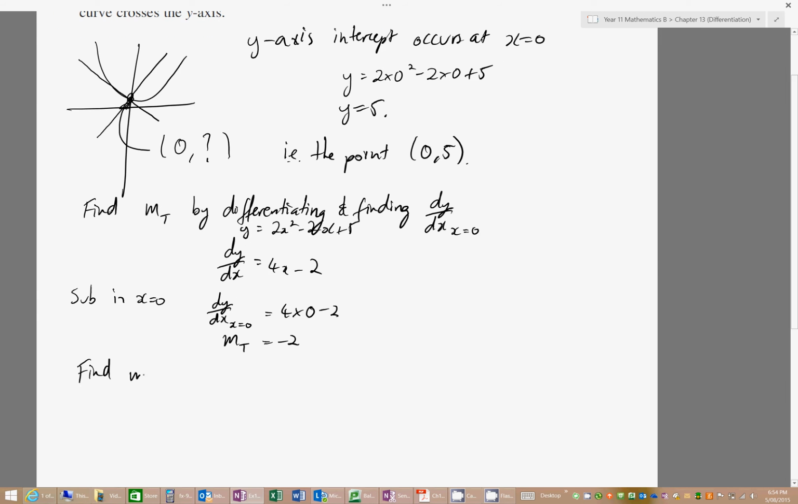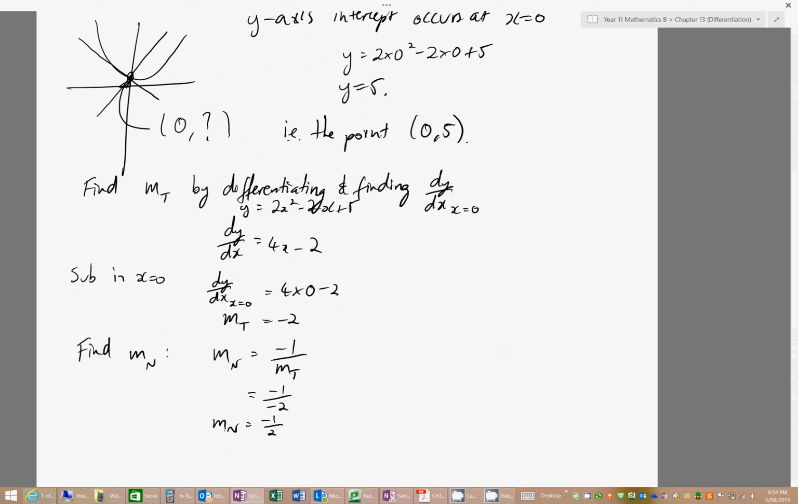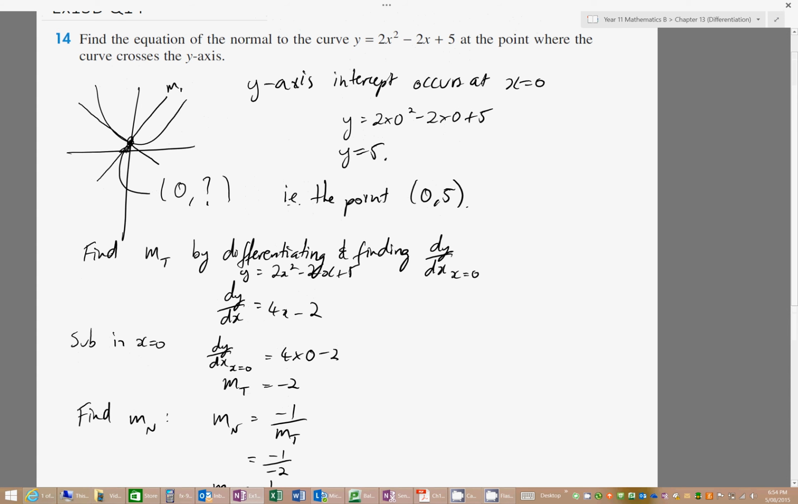So we'll find the gradient of the normal, which we know is minus 1 on the gradient of the tangent. So minus 1 on minus 2. Gradient of the normal will be minus a half. Okay, so I know minus a half, positive a half. Drawing the diagram helps because you can look at this thing and know that the gradient of the normal needs to be a positive value.